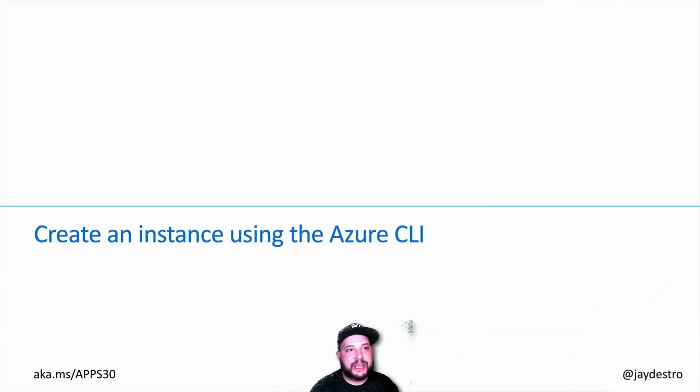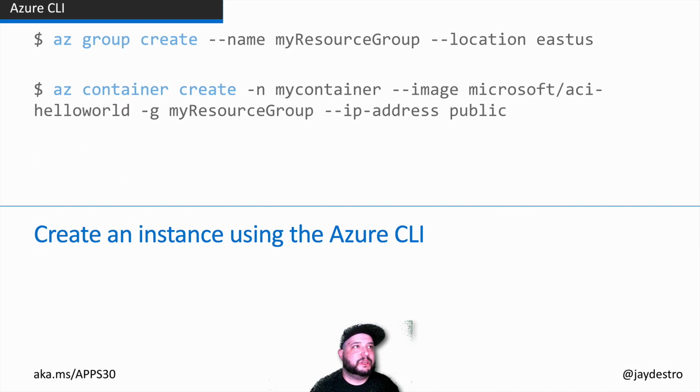So let's create an instance using the Azure CLI. It's as simple as we create a resource group. A resource group is a group for our resources. It's a standard logical unit of Azure. And then what we're going to create, not the ACR, I should say the ACI, pardon me, the Azure Container Instance. And to create an Azure Container Instance, we just provide the container location.